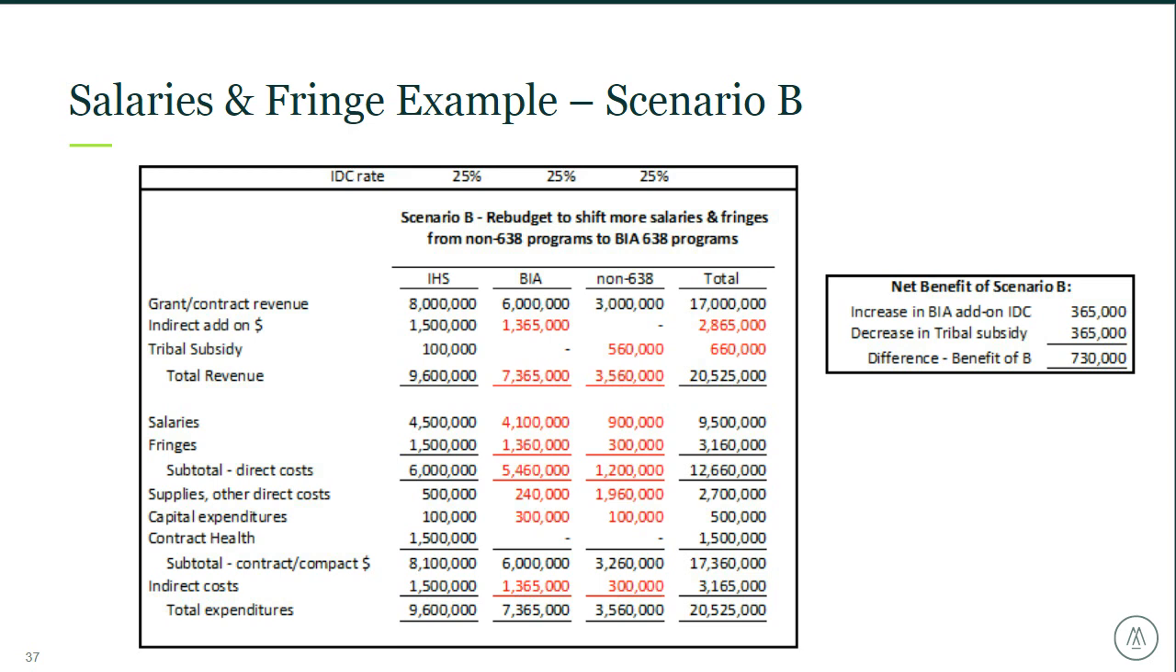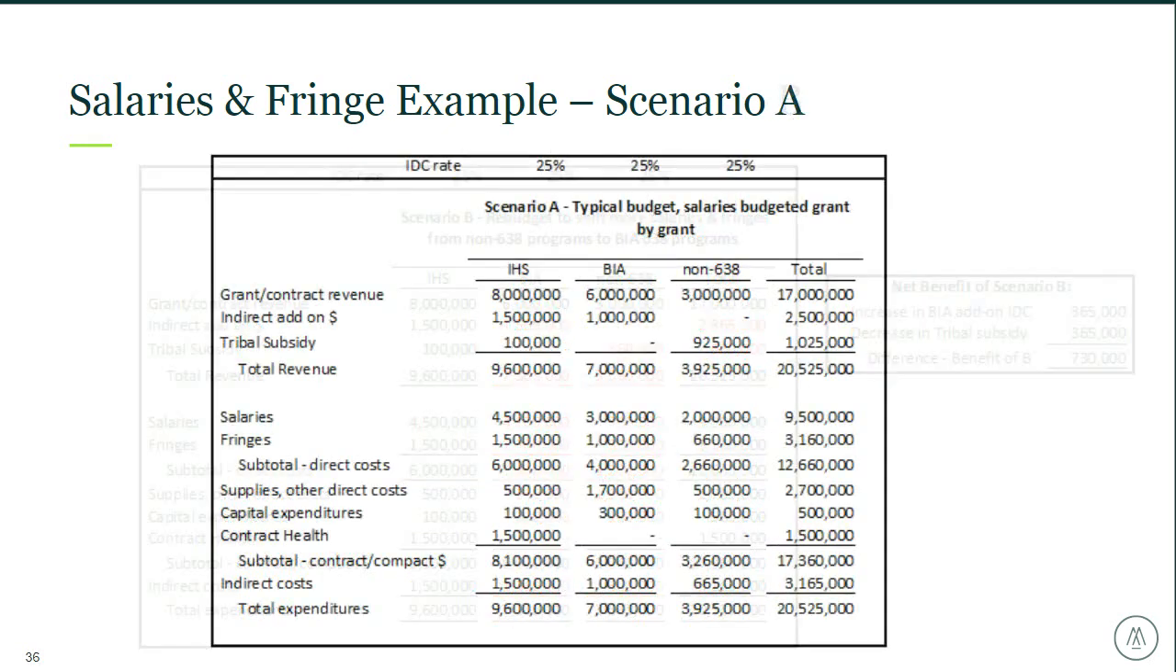And what this also did is, because this decreased the cost in the non-638 funding, now my tribal subsidy, I don't have to use general fund to subsidize the 638 programs as much. So it went from, I don't remember what the dollar amount was, it went from $925 to $560, this tribal subsidy.